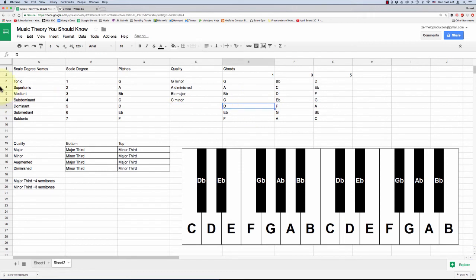What about this chord, the dominant chord of G minor? So we have D and F. So what is that? D and F. So that's going to be, let's see, starting with D, 1, 2, 3. That's plus 3 semitones. All right.